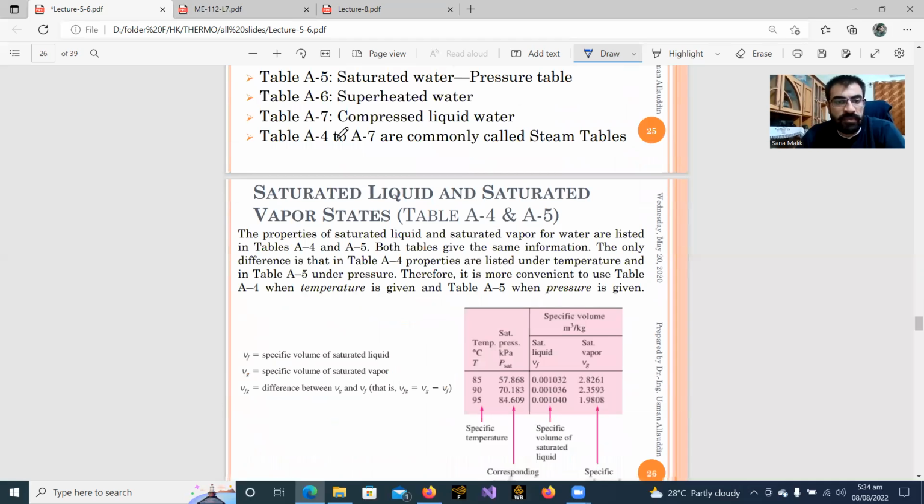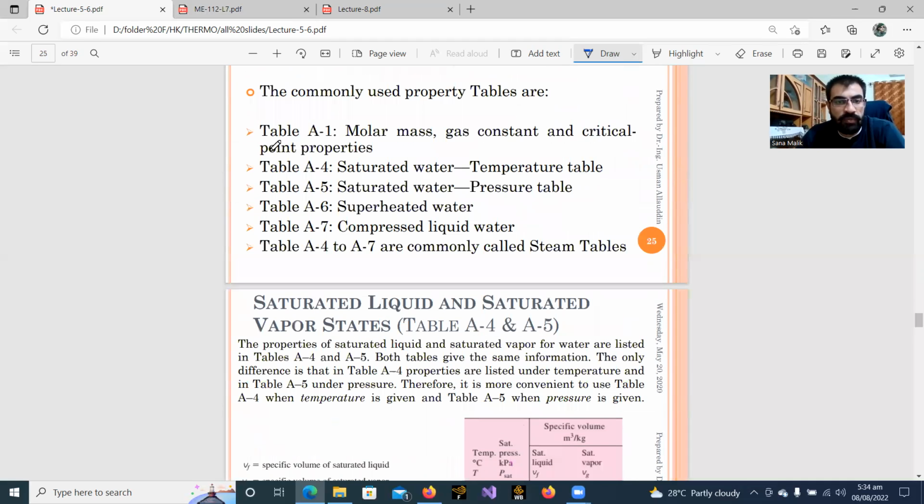These are the property tables we use. A1 is for molar mass. A4 is for saturated water if temperature is given. A5 when pressure is given for the saturated water. A6 for superheated. A7 for compressed. And we will be doing approximations against A4.